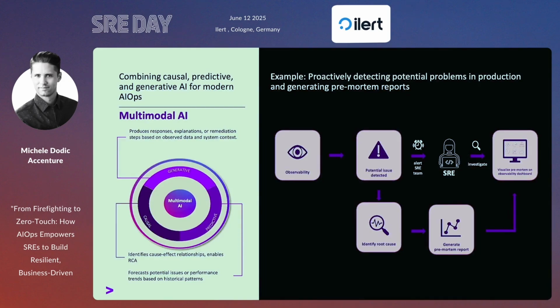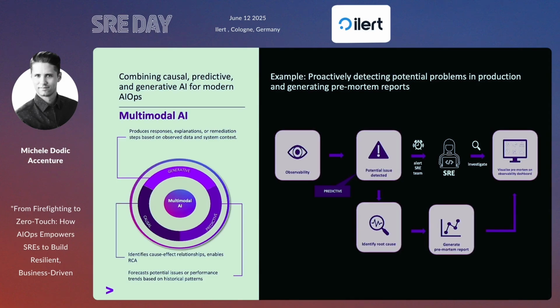Before I jump into the demo, I just want to clear up a couple of key concepts. What we are seeing right now in the space of observability is that a lot of the strategic, bigger observability platforms are using something that we call multimodal AI, which is a combination of causal, generative, and predictive AI. So let's look at this example to explain it a bit better. We have our observability platform, which is monitoring our end-to-end environment. And then we have a potential issue detected. This is an issue that might happen in the future, and therefore here we are talking about predictive AI.